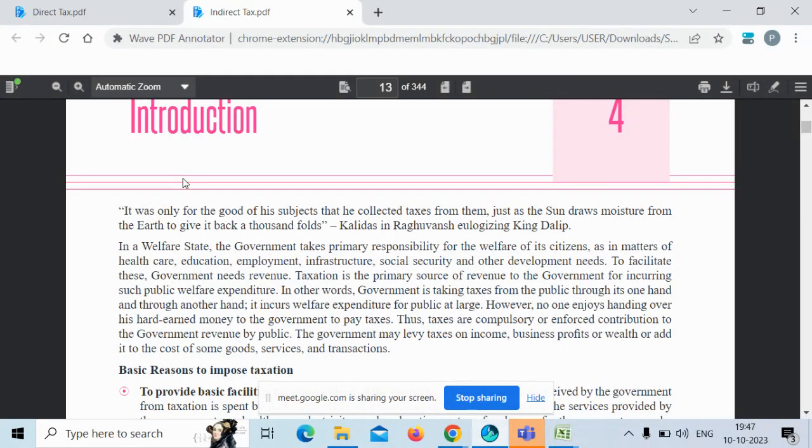It was only for the good of his subjects, that is the kingdom, the general public, that he collected taxes from them, just as the sun draws moisture from the earth to give it back a thousand fold. This is Kalidas in Raghuvansh, eulogizing King Dalip. So Kalidas, he is a good guy. He keeps on giving concepts related to taxation.